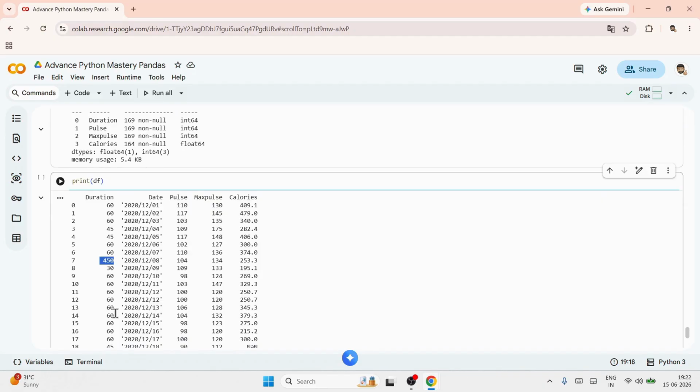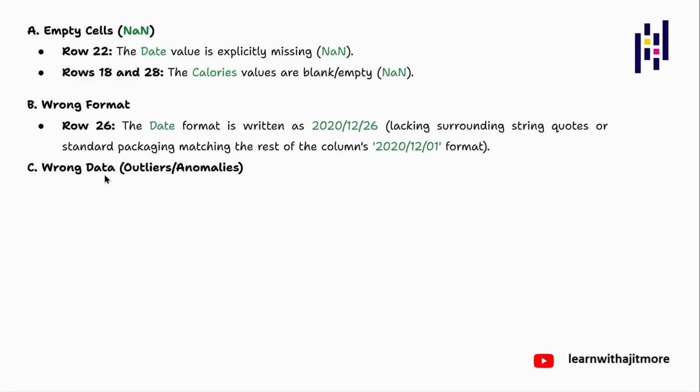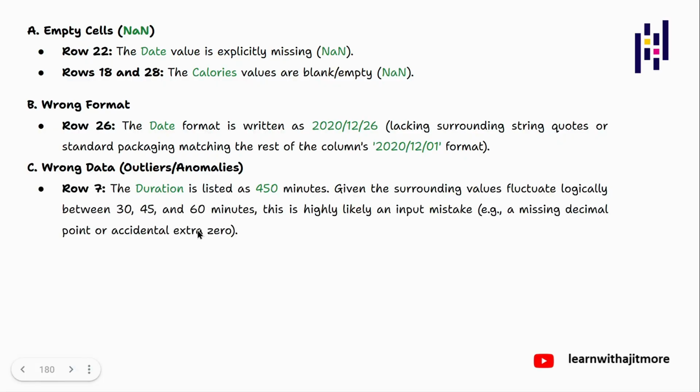Anomalies means unexpected results. You are expecting something, but you are getting something different, which is wrong. That becomes an anomalous result, or you can say an outlier. All the values are in the standard range: 30, 45, 60 minutes. And somewhere 450 minutes is impossible. It means that day's entry was done wrong by mistake. Either it is 45 or 60, whatever. So that is also identified. See, wrong data, outliers or anomalies.